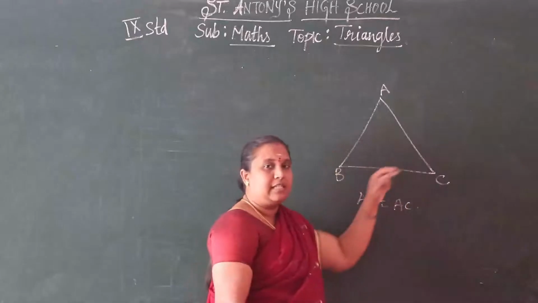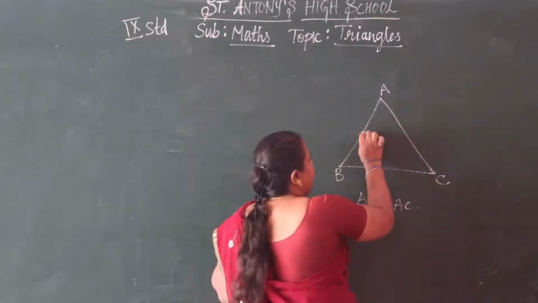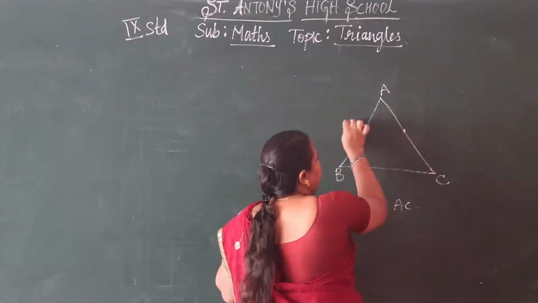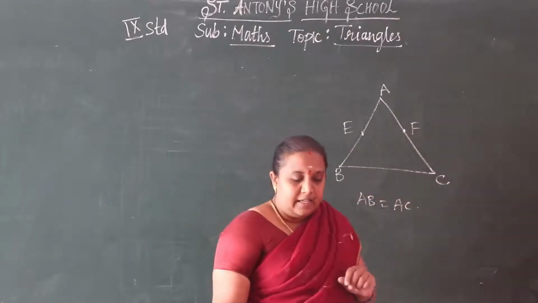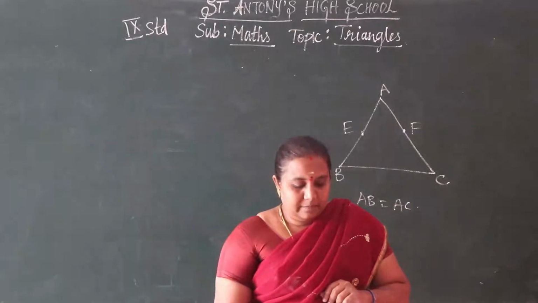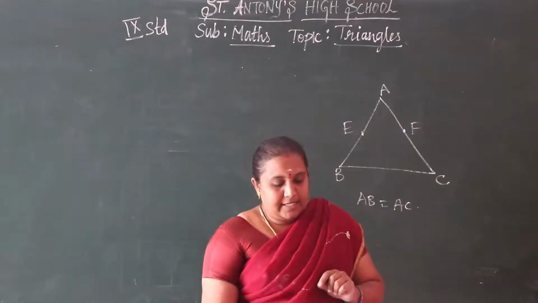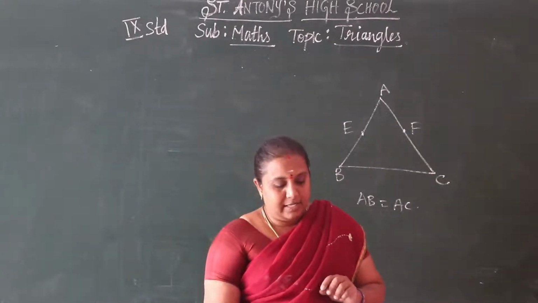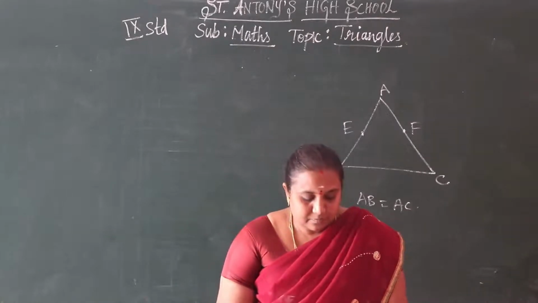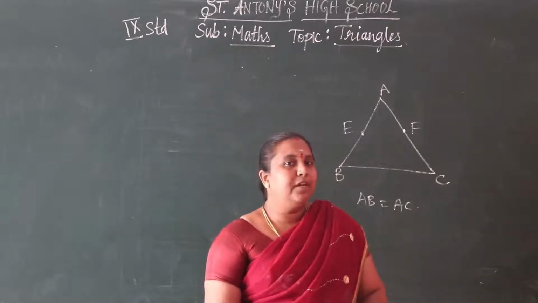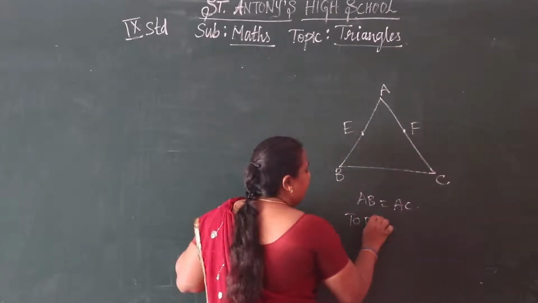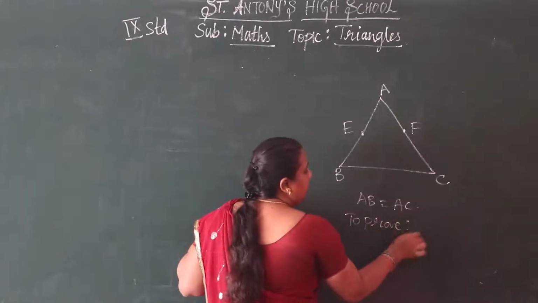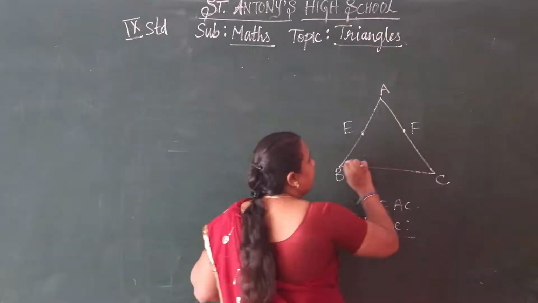These two are equal sides, and E and F are the midpoints of AB and AC respectively of triangle ABC. Then show that BF equals CF. Okay, so to prove, what we want to show here is BF equals CF.